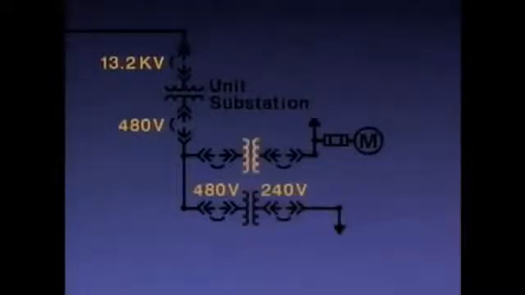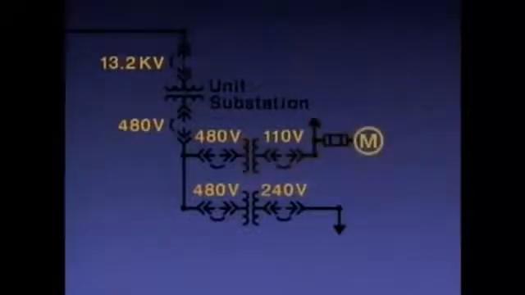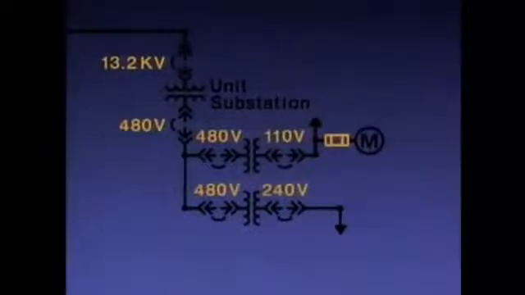As you can see, a transformer reduces the distribution voltage, 13.2 kV, to 480 volts. The 480 volt bus provides electric power to 2 transformers. One of the transformers reduces the voltage from 480 volts to 240 volts for a lighting circuit, which powers the lights in the area. The other transformer reduces the voltage from 480 volts to 110 volts for a circuit that supplies several 110 volt loads in the area. One load is a motor. The device that protects the motor is a fuse.